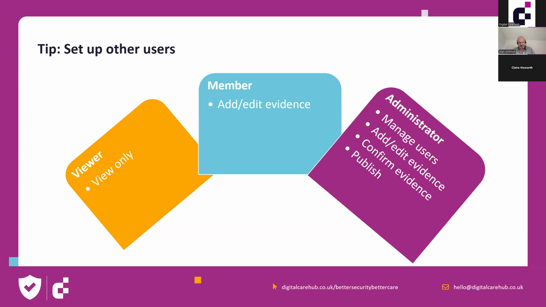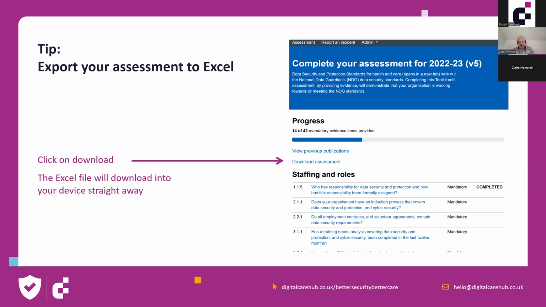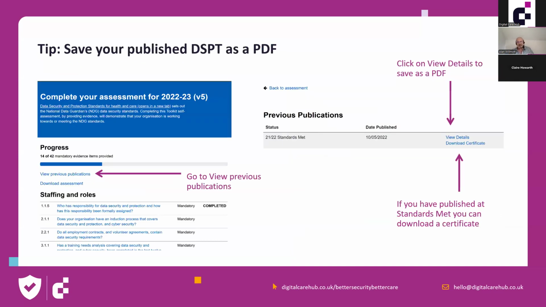So having published your DSPT, you can access the questions and the responses for future reference without logging into the DSPT. So you can download as an Excel file. And when you log into your DSPT, you will see that there is, underneath the progress bar there, a download assessment tab. If you click on that, the Excel file will download to your device straight away. You can then use it in various forms within your organization, or just to remind you of the responses that you made. It is also possible to save it as a PDF file.